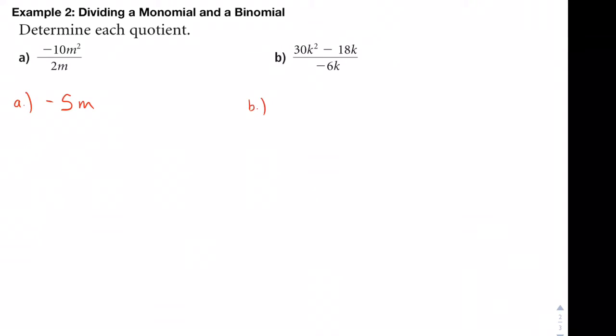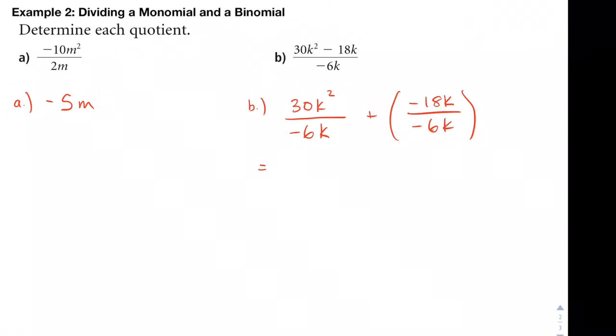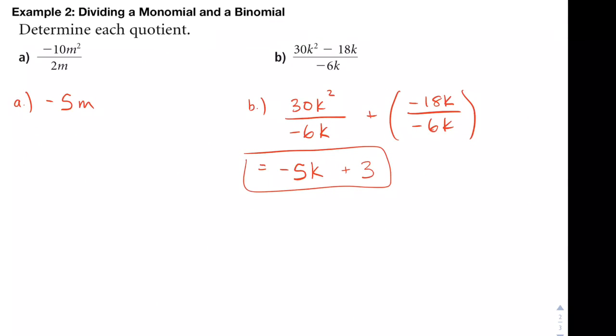And for b, what I need to do is split this up. I take each term on top and divide it by the term on the bottom. Plus, that's minus 18k divided by negative 6k. So all I did was take each term on top and divide it by the term on the bottom. Now I'm going to divide numbers with numbers and letters with letters. 30 divided by negative 6 is negative 5. k squared divided by k, I'm left with a single k. Negative 18 divided by negative 6 is positive 3. And k divided by k, they cancel out, so I don't have anything left there. So it's just plus 3. So those are my answers.